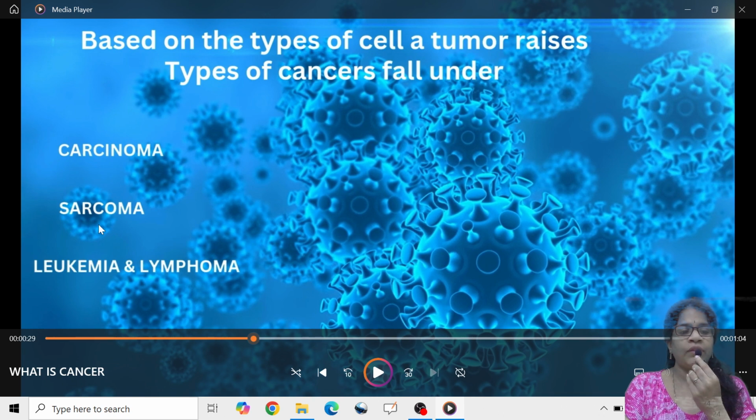And if you go for sarcoma, this is actually very rare in humans, but it generally affects connective tissue like muscle tissue and bone tissue. Generally those areas get affected, that is called sarcoma, right? And if you talk about leukemia, it is all about the body cells, the tumor affecting those particular body cells.